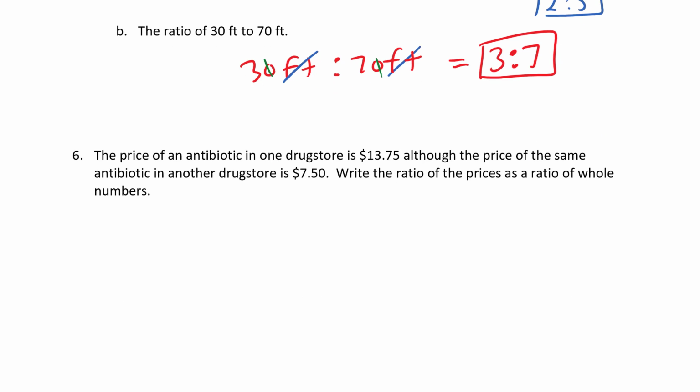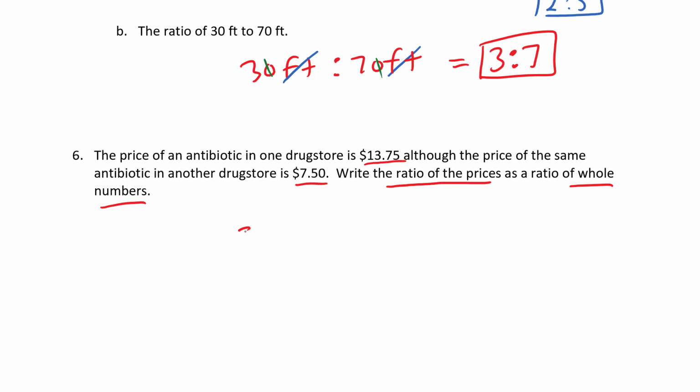Here's a question here for the pharmacists in the course. I know maybe some of you are coming from a pharmacy background, so I tried to add a question in for you. The price of an antibiotic in one store is $13.75, although the same antibiotic is $7.50. Write the ratio of the prices as whole numbers. So we don't want decimals in there.